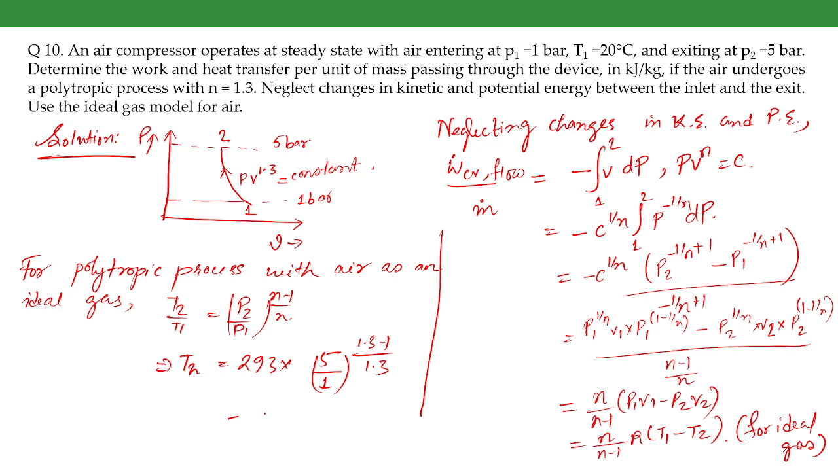So this value comes out to be 425 Kelvin. So this is the final exit temperature of air. Now what is the work done in the compression process?